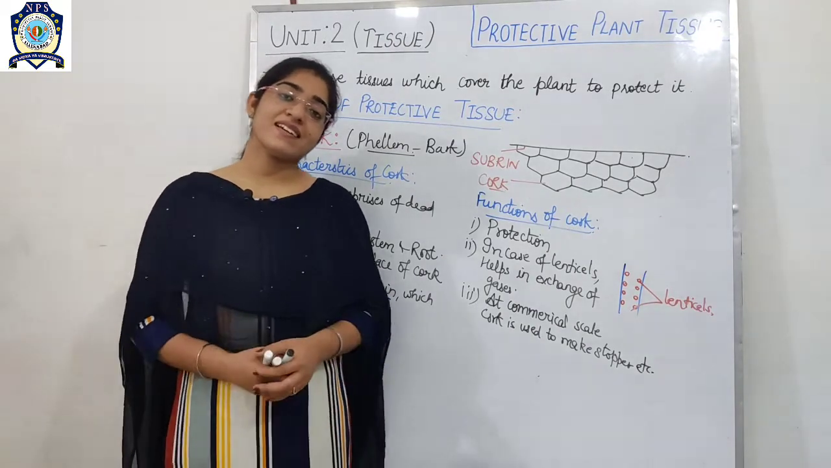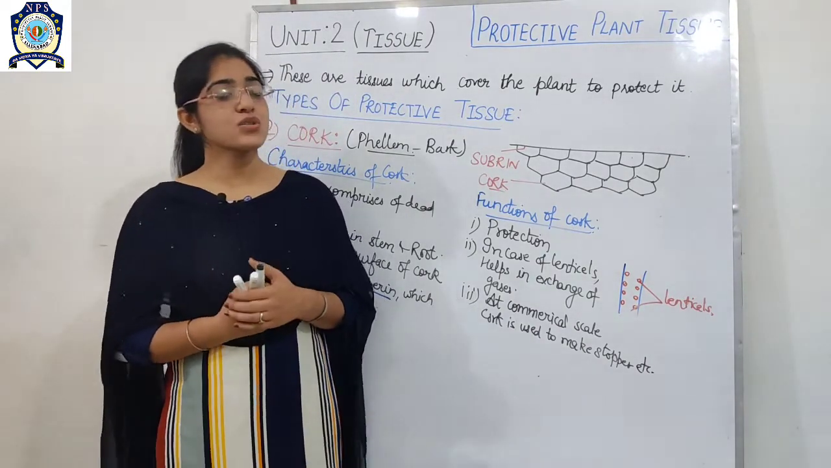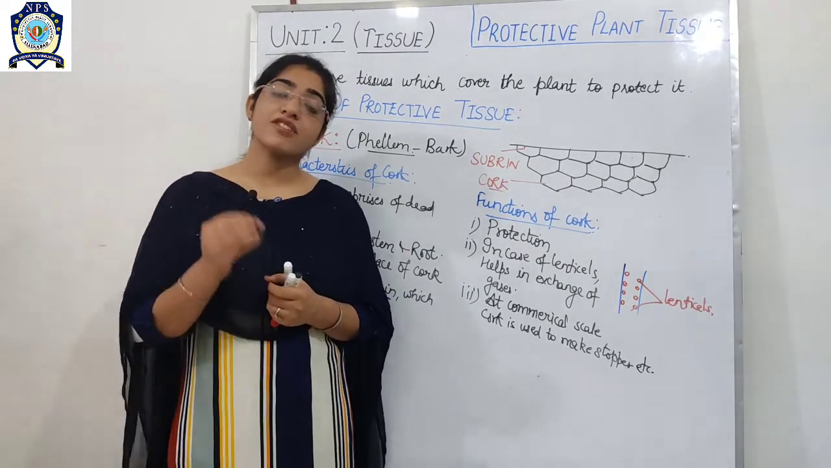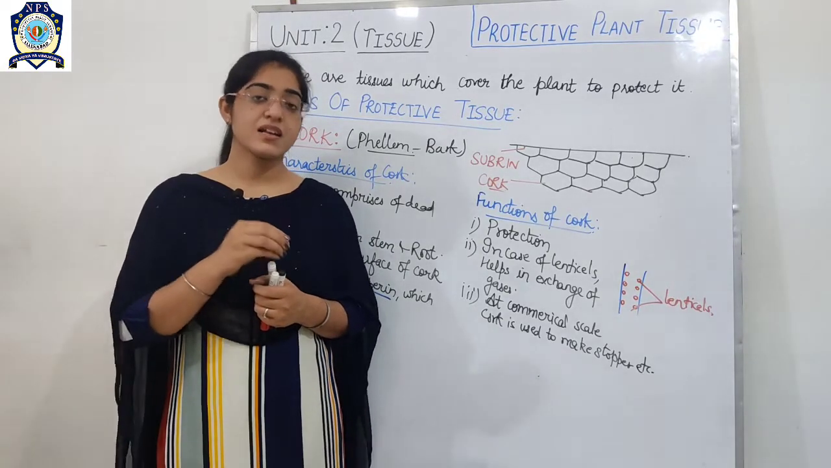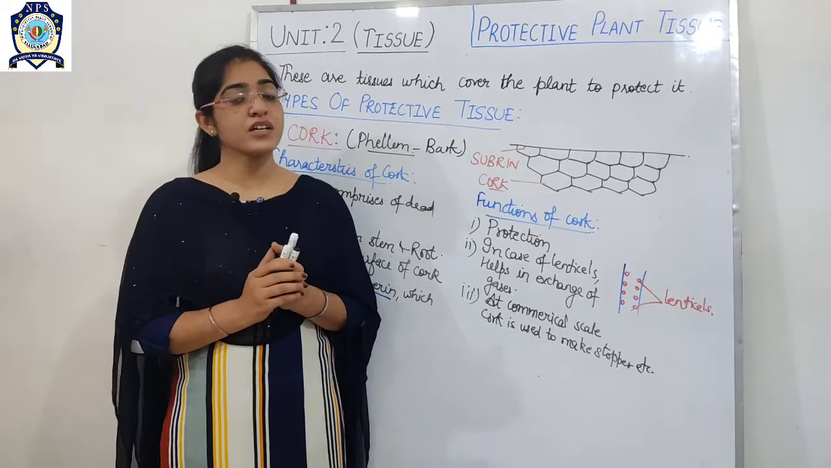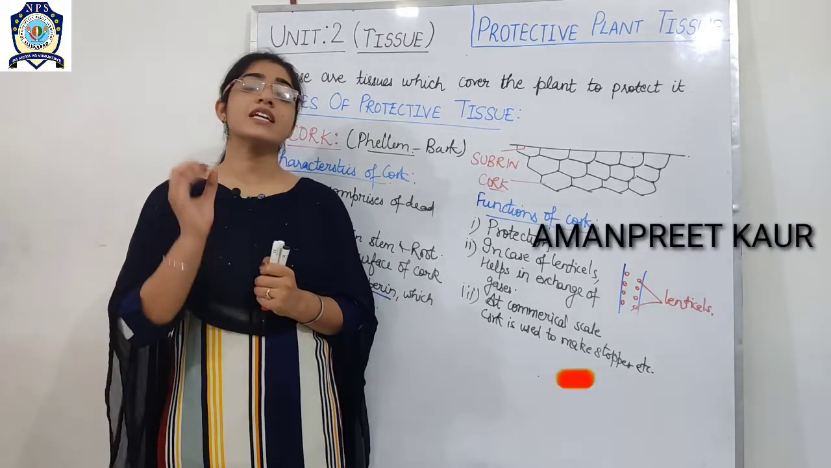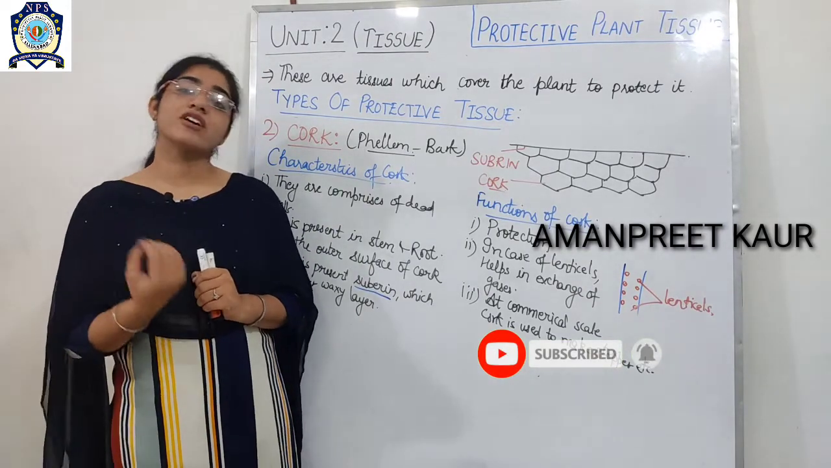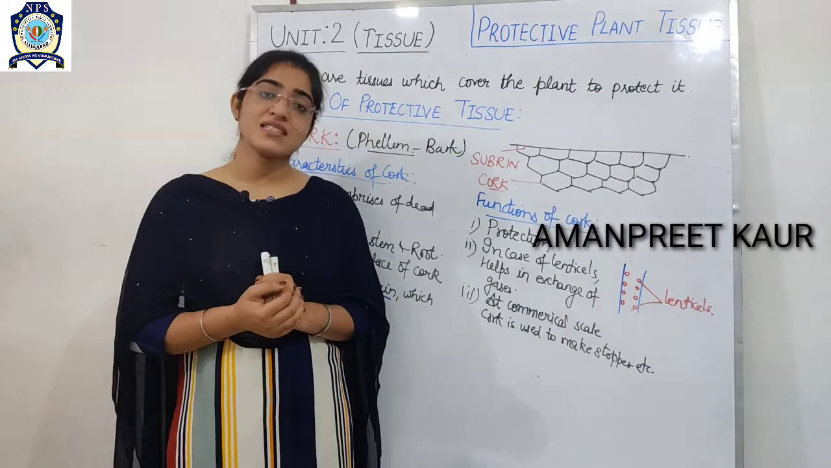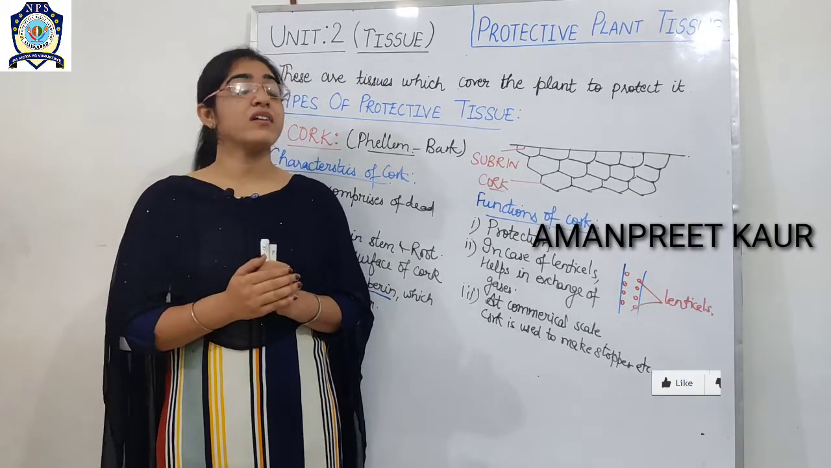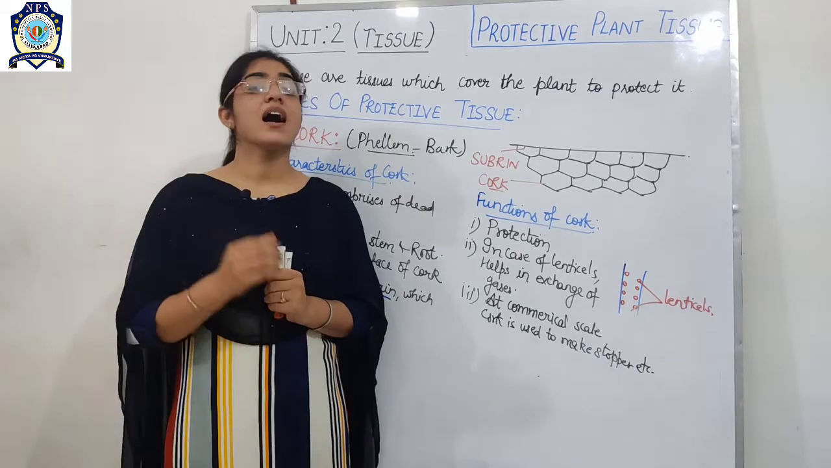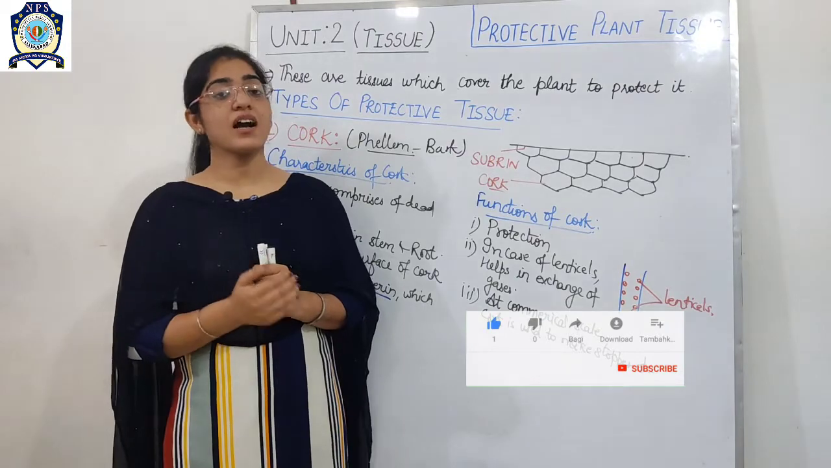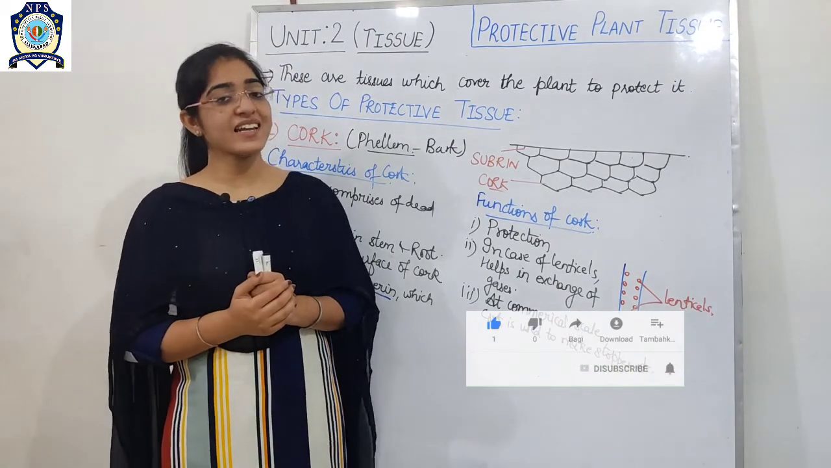So let's take a recap of what we have understood today: the characteristic features of epidermis and cork, the word from which both these protective tissues are derived, and finally the functions of both epidermis and cork. So with this today we have completed our plant tissue. In the next video we will start with the animal tissue. So with this, thanks to all.